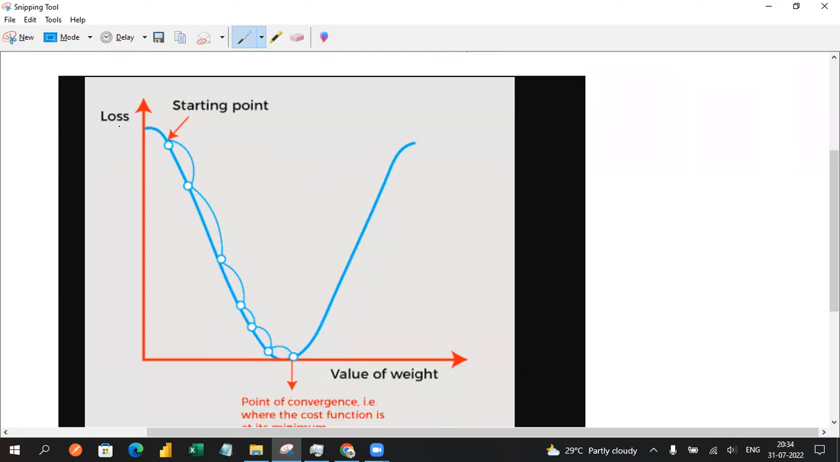If you see this diagram, on the x-axis we are taking the weights, and on the y-axis we are taking the loss. What will happen eventually is that as the value of the weights increases slightly, your loss is going to reduce. If you see this plot, as the weights increase slightly, the loss slightly decreases.